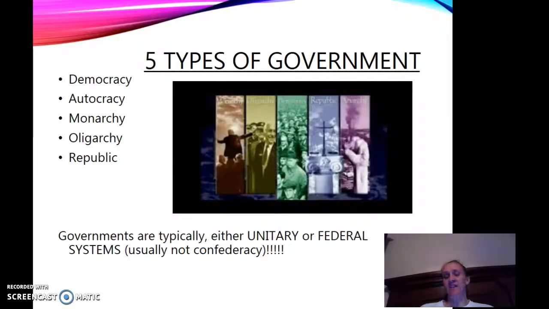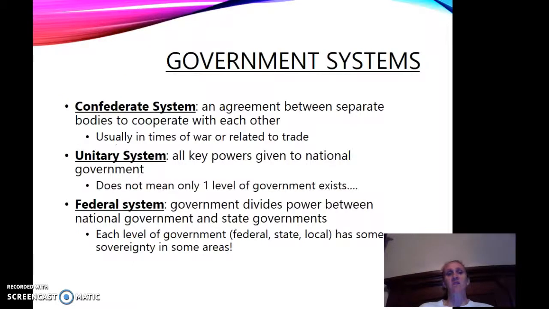But governments are typically either a unitary form of government, a federal form of government, or a confederate form of government. We typically only see unitary and federal, but confederacies do exist. Very rare nowadays, but we've seen them in past times as well. So, when we look at a confederate system of government, really what it is, it's a loose association of states or a loose association of governing bodies. Typically, they create an alliance with one another, they make an agreement with one another, and they're typically joining together in times of war or trade with one another or foreign nations.